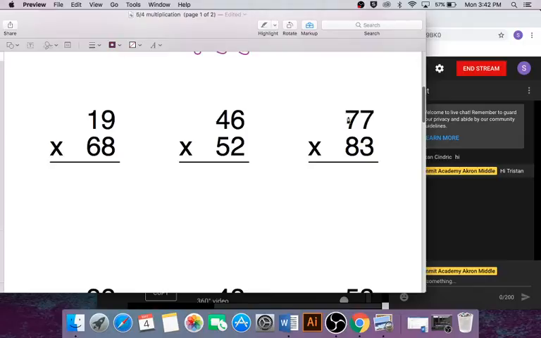Down here, we have 77 times 83. We start by multiplying both top numbers by our 3. So we have 3 times 7 is 21. So we're going to put down the 1, and we're going to carry the 2. 3 times 7 is again 21, plus 2 is 23. Move over to our 8, so we're going to put a 0 to hold our place value.